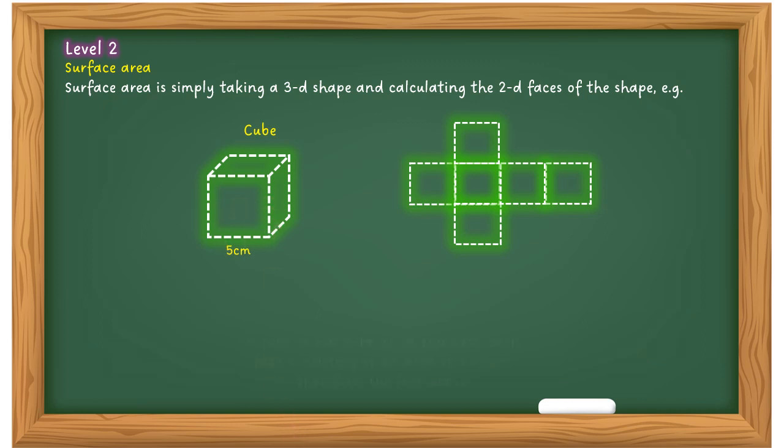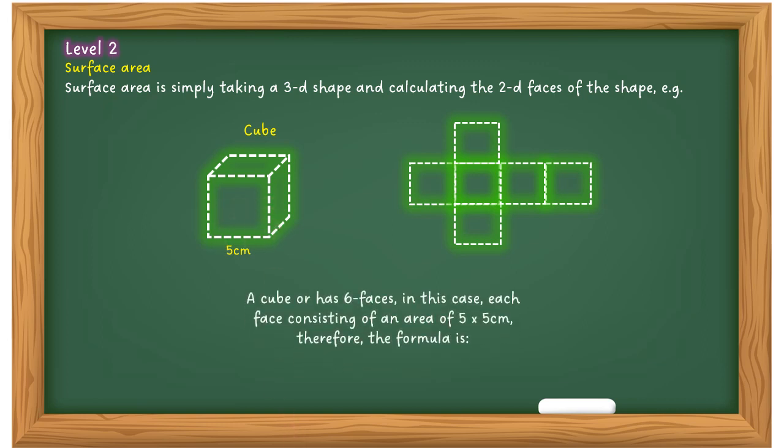Then all you have to do is the cube has 6 faces. In this case, the face consists of an area of 5 times 5, therefore the formula is 5 times 5 and that will give you the surface area of one of these squares. And you just multiply it by 6, and that tells you that you need 125 centimeters squared. So imagine that was a shed or something like that, you were going to paint that shed. You could go out and confidently buy enough paint to cover that surface area.